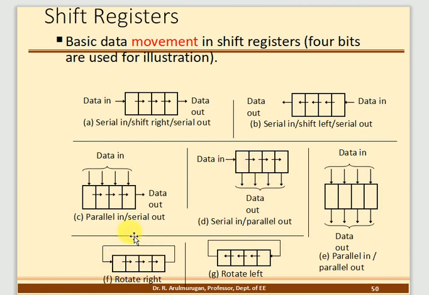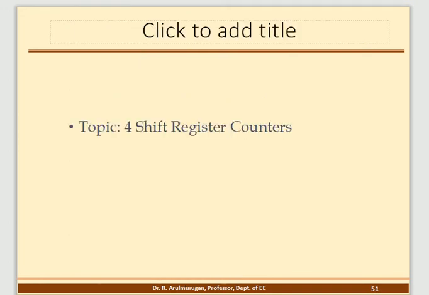Then rotate to the right-hand side or rotate to the left-hand side, like when you move data in your mobile phone, from internal memory to external memory. This is the same method.